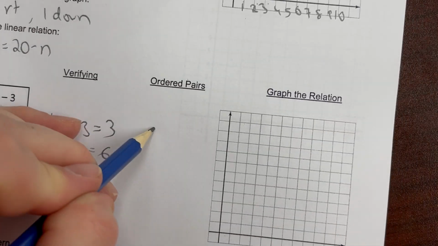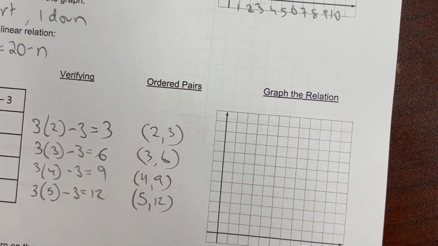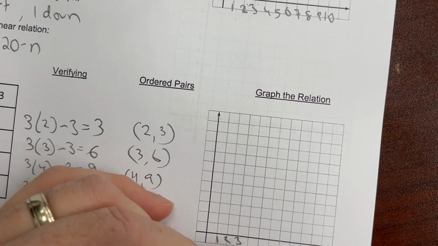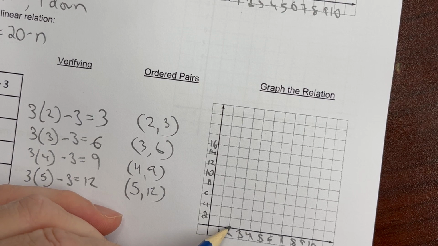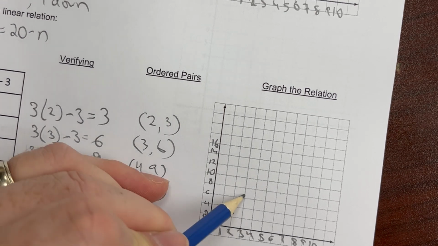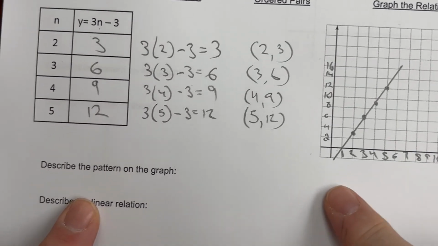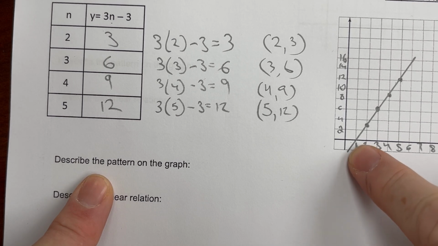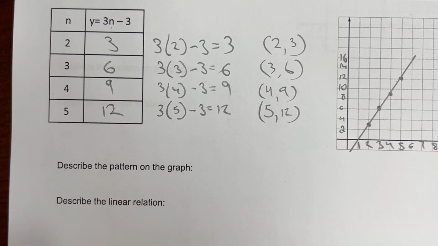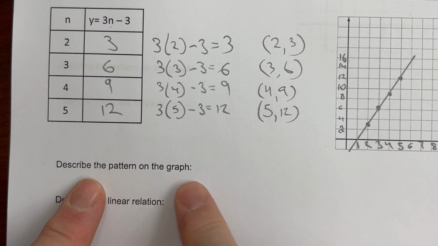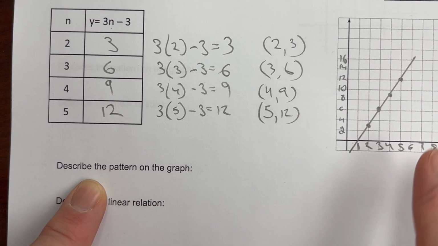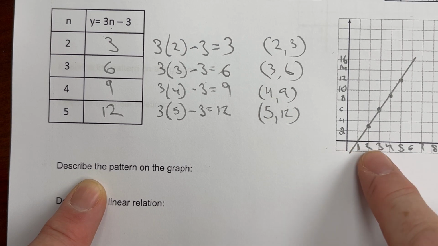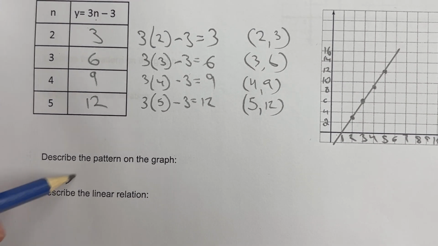All right, so then 2 and 3. 1, 2, 3, 4, 5, 6. 2 and 3. Pattern, creates a straight, describe the pattern on the graph. Creates a straight diagonal line ascending starting at 2 and 3.